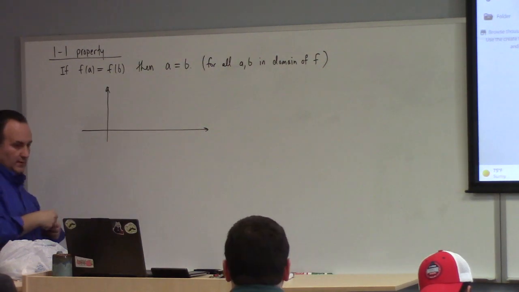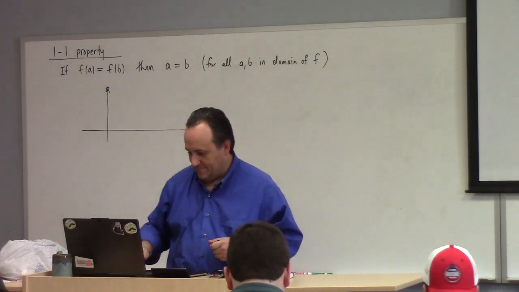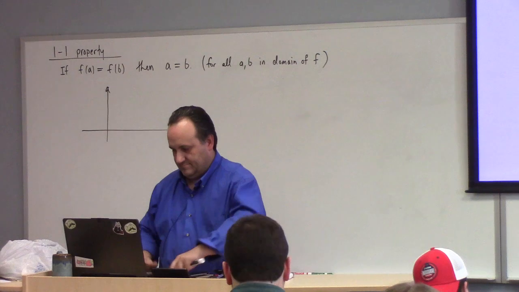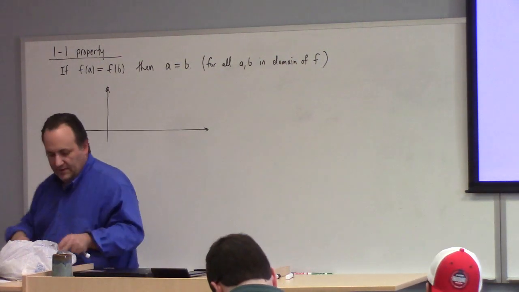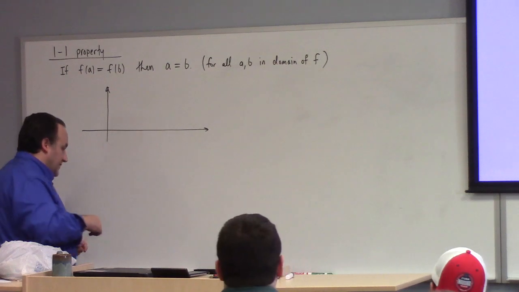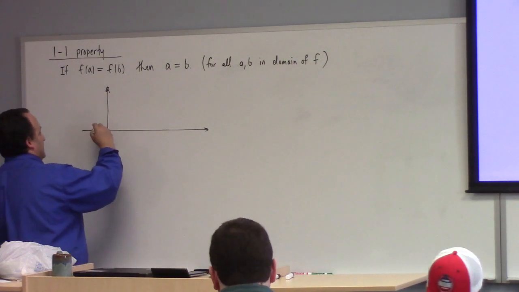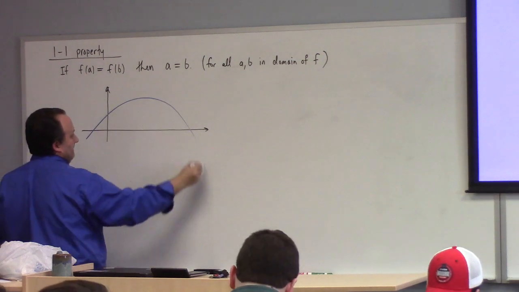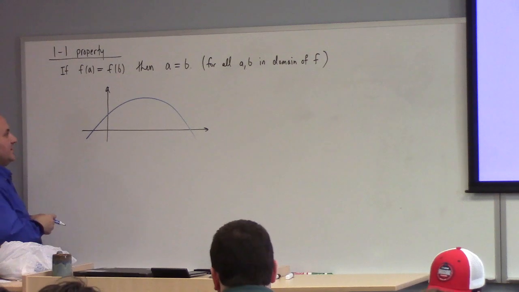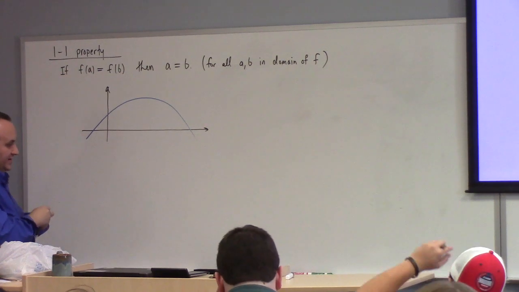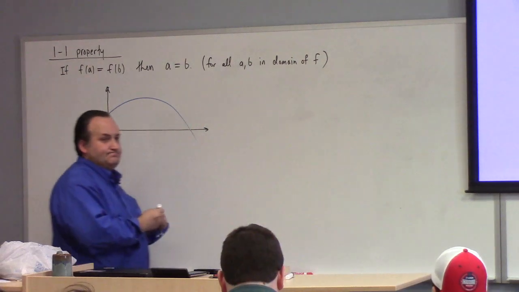So suppose the graph looks something kind of sort of like this. All right. If that's the case, notice what happens here. If we look at a particular horizontal line, all right.